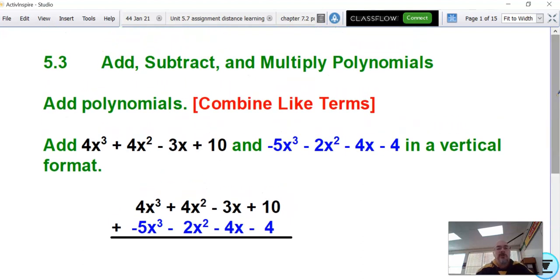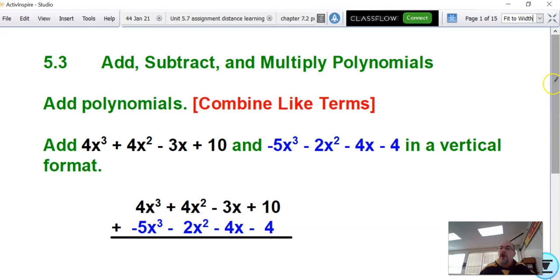We are on chapter 5.3. 5.3 should be pretty familiar to you. We're going to be adding, subtracting, and multiplying polynomials together. Let's do a few adding polynomials. When you're adding polynomials, remember you're just combining like terms.